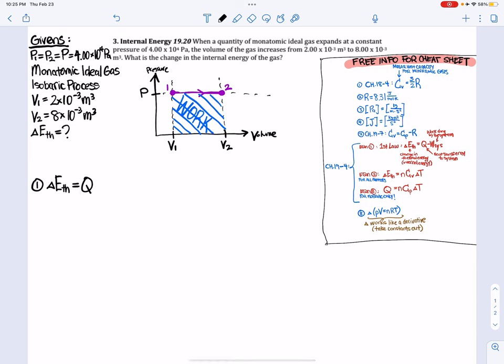So the first way is that the change in internal energy is equal to Q, which is heat transferred into the system, minus the work done by the system. Okay? So change in thermal energy, or change in internal energy, is equal to heat transferred to the system minus work done by the system. So that's the first way we can solve this.